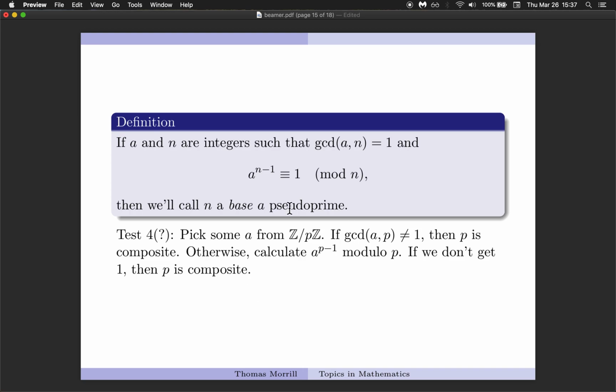Again, pick some A, some residue in there. I'm going to check its GCD first, right? That's a simple thing to do. I can just use Euclid's algorithm. Very quick calculation. If I do Euclid's algorithm and I don't get 1, then I've got some common factor between A and P, which automatically tells me P is composite. Okay. So step number 1 is I'm going to check this GCD just to make sure. It's a nice sanity check.